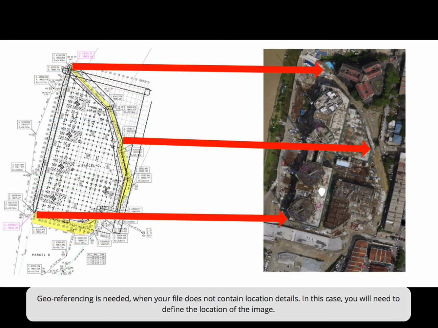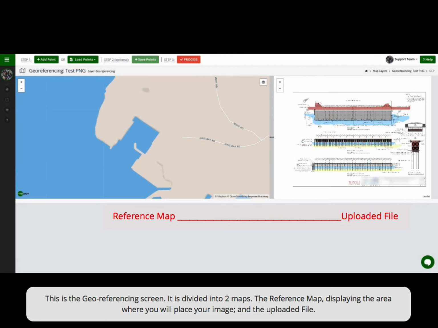Georeferencing is needed when your file does not contain location details. In this case, you will need to define the location of the image using 3 points on a reference map. This is the georeferencing screen. It is divided into two maps. The reference map, displaying the area where you will place your image, and the uploaded file.